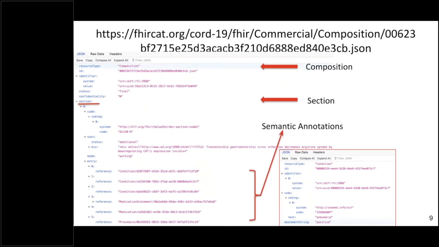Here's an example of a FHIR RDF record that has one of these semantic annotations in it. The FHIR standard uses what they call resources, which are little schemas for different parts of the FHIR data. The resource that we've used for representing this data is called the composition resource. What you're seeing here is, I think, the JSON representation of it. So you can see the JSON hierarchy for this little schema for the composition resource. And nested inside the section and down below there are some references, and those are the semantic annotations that we've added.